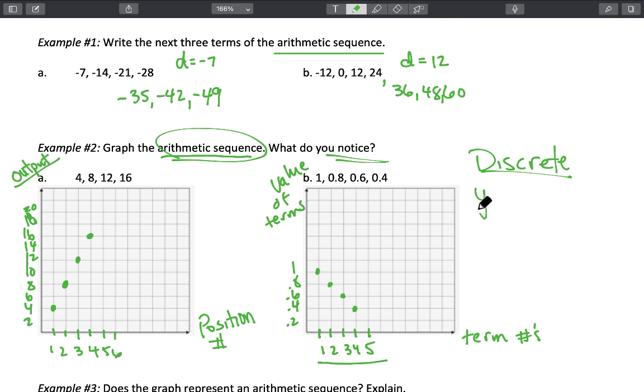You should also see that there is no y-intercept. In other words, there is no output with an input of 0. There is no 0 term. And you should also notice that these are linear. All these dots are going to lie in a straight line because they are arithmetic. They have a constant difference, and that constant difference is the slope.